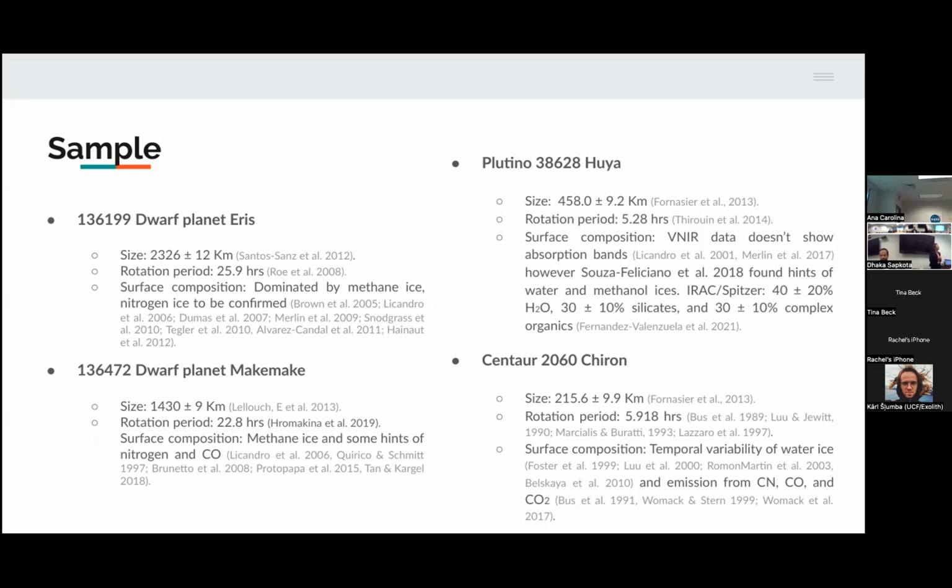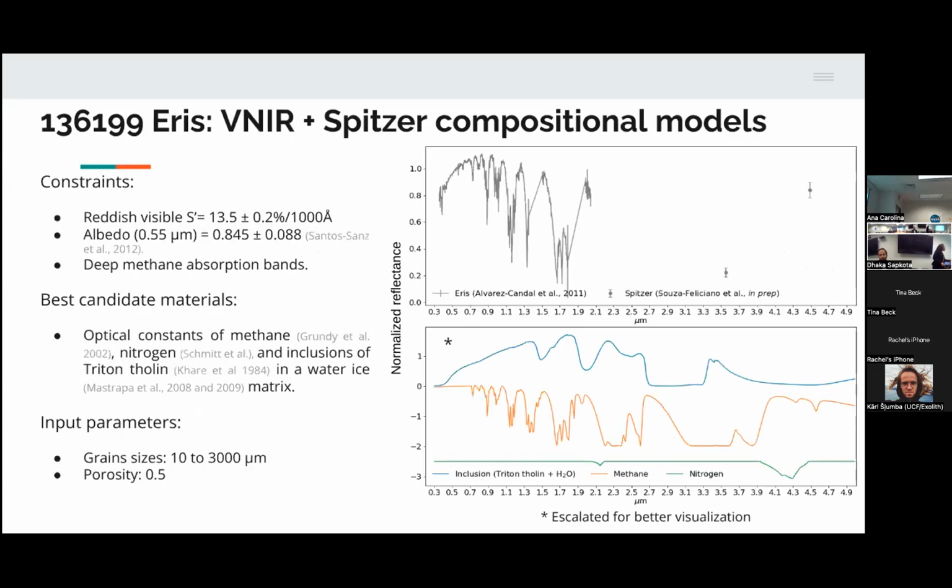And I also have the data from Chiron. Chiron is a very well studied object because it showed hints of activity in the past, and it was already considered as a comet. So Chiron has a history of variability of water ice in the surface composition, and also emission of CN, CO, and CO2.